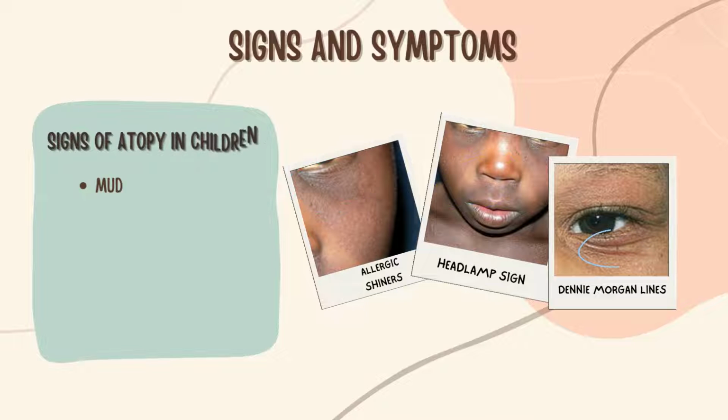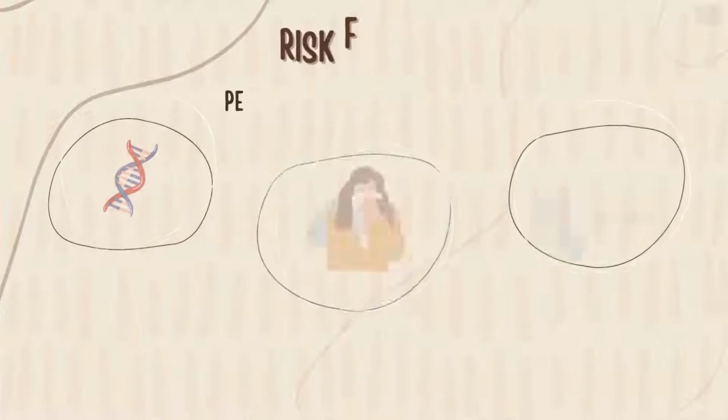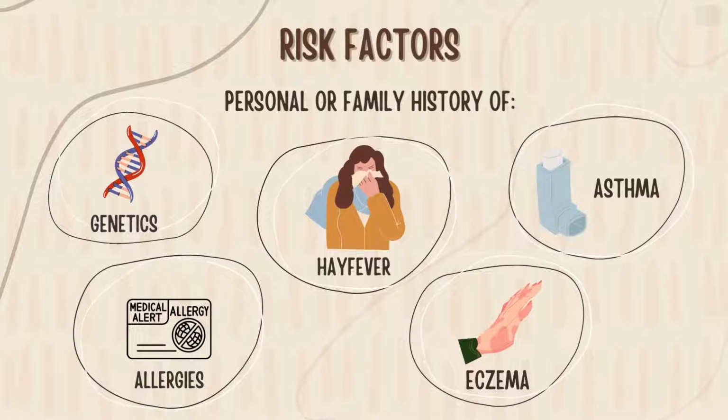Signs of atopy in children. These include muddy sclera, Dennie-Morgan lines, and allergic shiners, just to name a few. The risk factors of eczema include a personal history of any type of eczema, asthma, allergies, or hay fever, and it also includes genetics, so family members that have or had eczema, asthma, allergies, or hay fever.